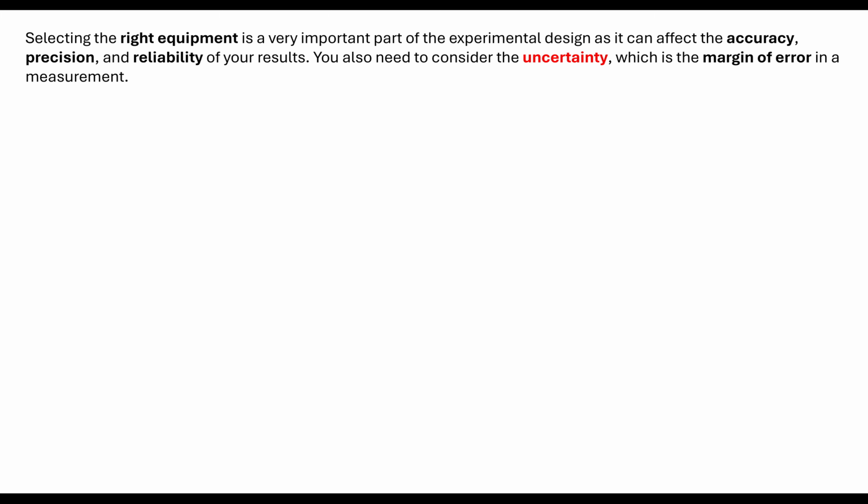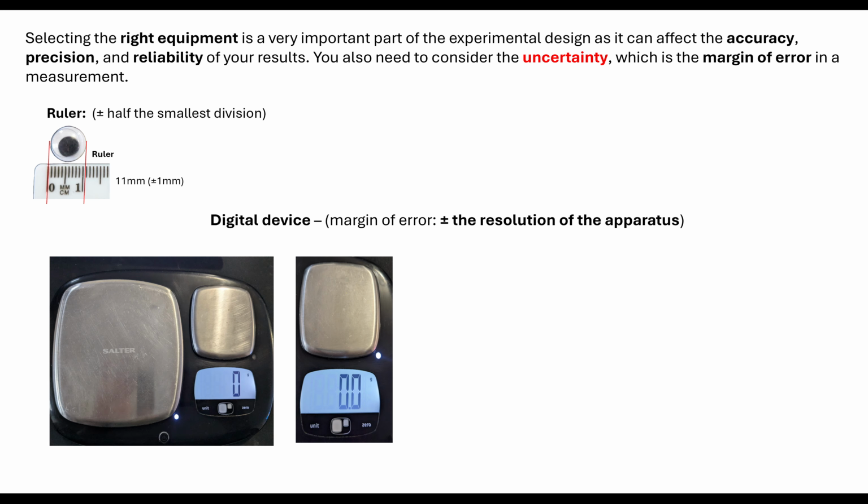Now, they're always going to be assessing you on this, and it could be looking at, do you know that if you're using, for example, a ruler, that you should know that there is a plus or minus half the smallest division. So in this case, we have 11 millimeters. My uncertainty is plus or minus 1 millimeters. So what I'm saying is it's 11 millimeters, but it could actually be 10, or it could actually be 12, sorry. The other thing to note is there's other things like digital devices.